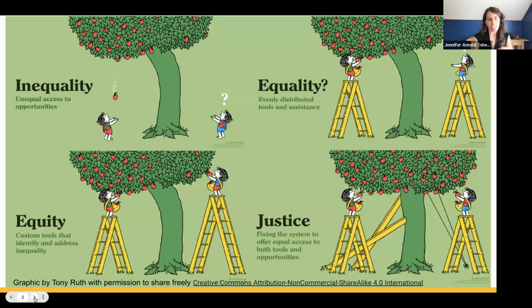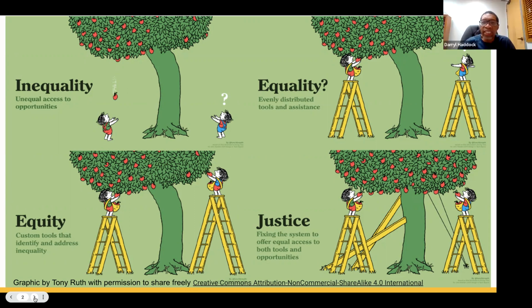And we like using this image. It shows the tree as a system providing opportunities and benefits. So you can see the apples as benefits. And we see the tree is bending towards some groups and away from others, as represented by this child here. And so inequality is that unequal access to opportunities. So the tree bends and there are more apples leaning toward one child or group as opposed to the other.